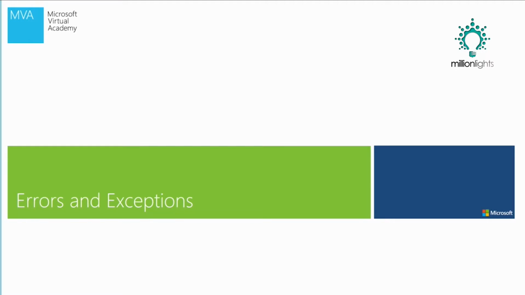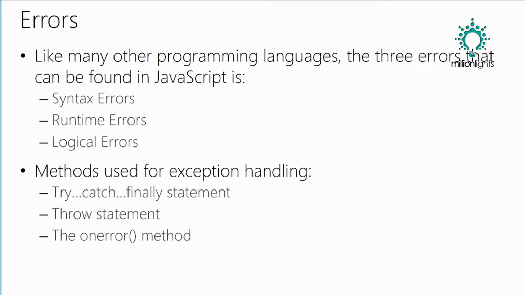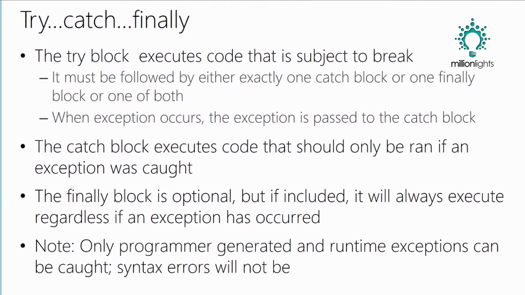So next we're going to move on to errors and exceptions. It's actually fairly simple and very similar to a lot of other object-oriented languages. Not too much of a difference, but we're just going to quickly breeze over it. In JavaScript, as usual, you can catch a lot of different types of errors. So there's logical, syntax, and runtime errors. And the methods we're going to go over today are the try, catch, and finally statements, the throw statement, and the onError method. So try, catch, and finally are pretty much different blocks.